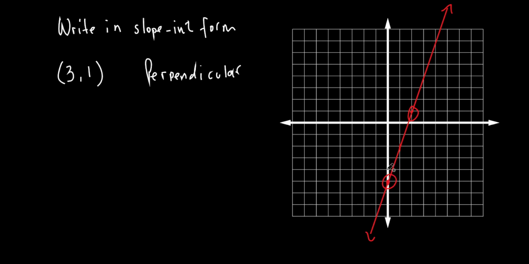Let's rise what? 1, 2, 3, 4, 5, 6. So we rise 6, and we run what? 1, 2, positive. So what's the slope of the red line? It's just 3. So that means what? The slope of our perpendicular line is going to be what? Is it going to be 3? It's going to be -1/3.